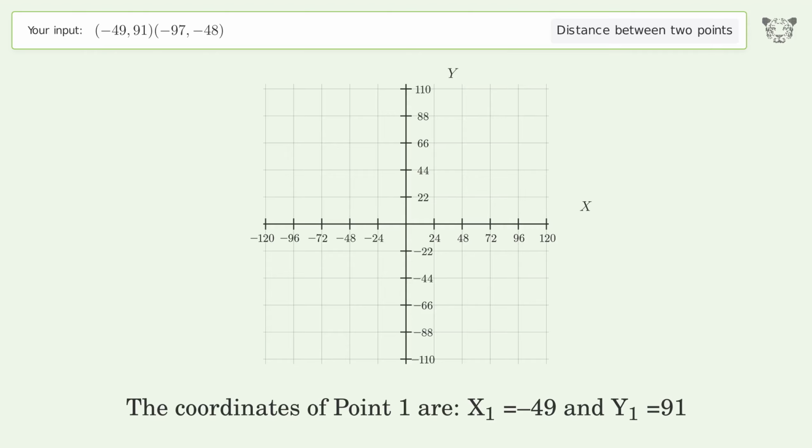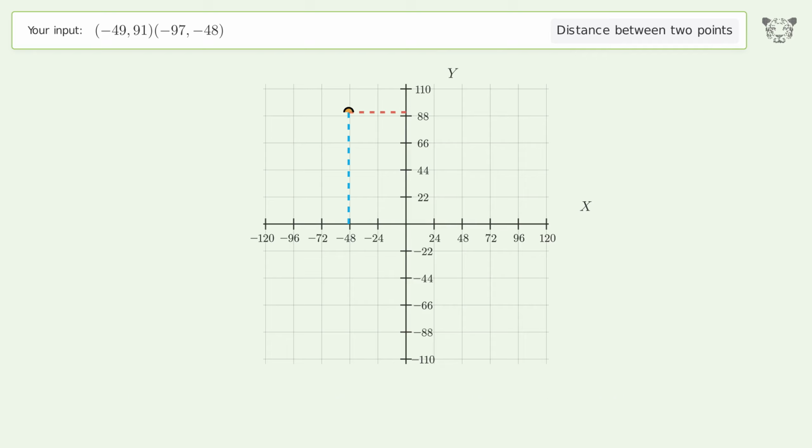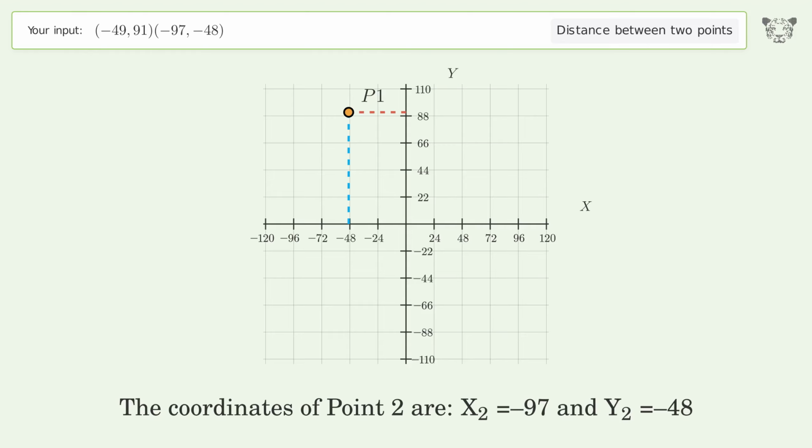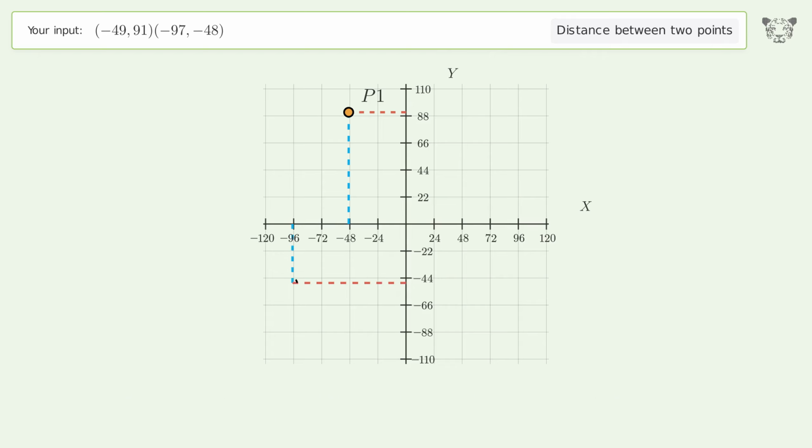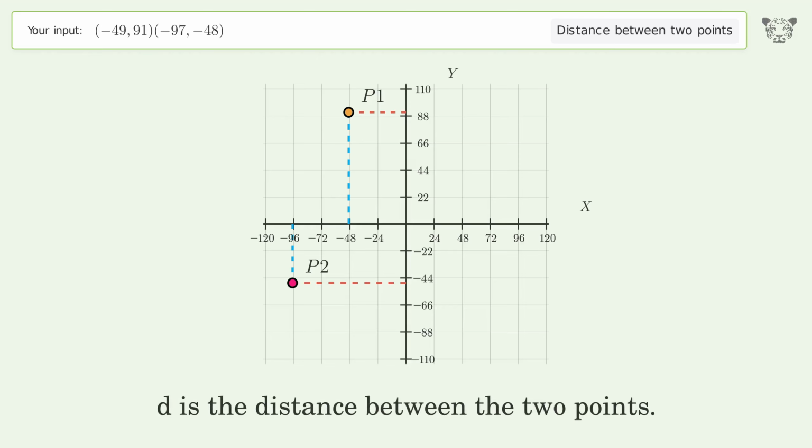The coordinates of point 1 are x1 equals -49 and y1 equals 91. The coordinates of point 2 are x2 equals -97 and y2 equals -48. D is the distance between the 2 points.